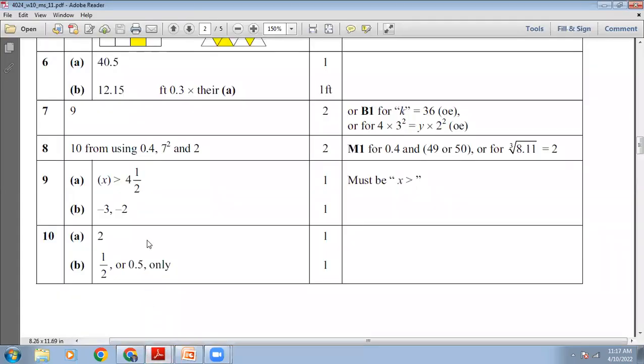So let's check the marking scheme. So our answer is right, sir.